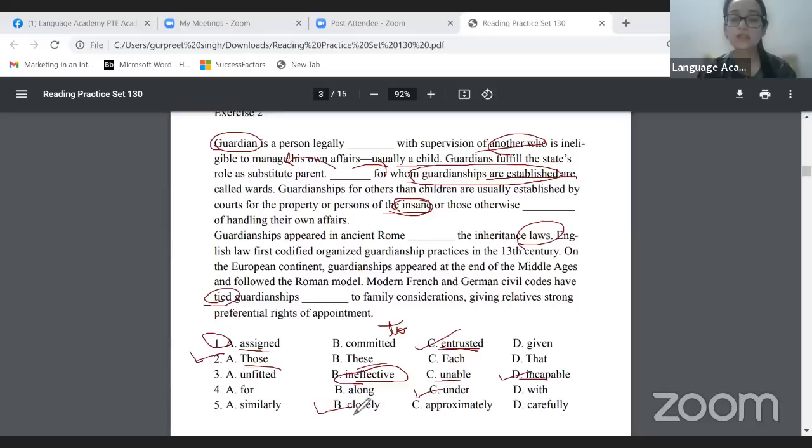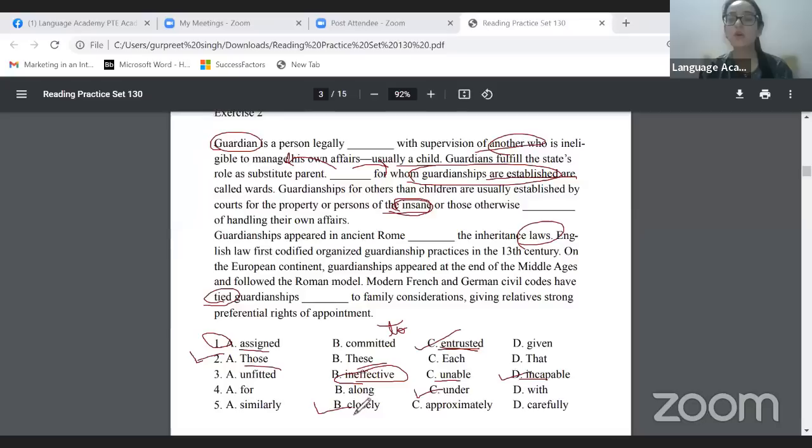So these are the answers. The difference between assigned and entrusted: assigned can be any work or a duty or job, but entrusted is particularly getting the responsibility of a human being, of a person. Second, these comes if you have already talked about those people, and those come if your explanation is given after the blank. Third one, the difference between unable and incapable. Unable can be because of any reasons, like you're busy or unable to take the class. Incapable means you cannot. You are not of that qualification. You don't have the required knowledge, experience, capability. So guardians are given to people who lack something in them.